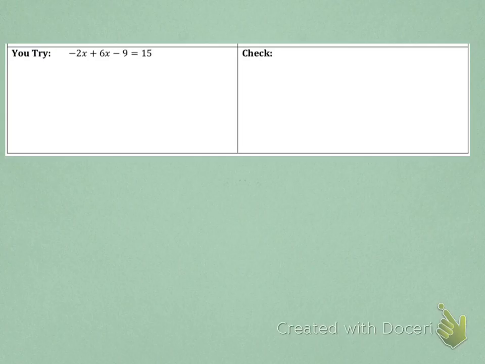The next one I want you to try completely on your own, and you're doing each step and then checking with the Edpuzzle questions on the right of your screen.